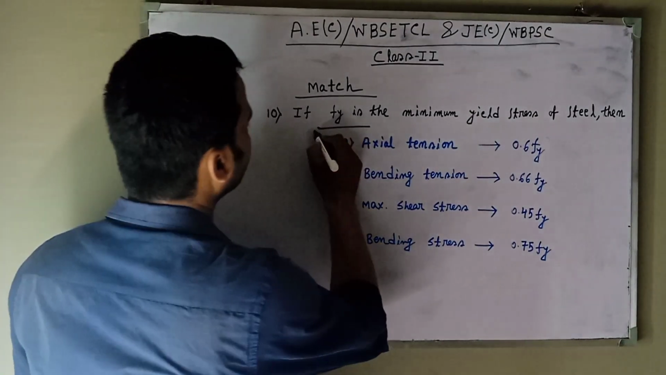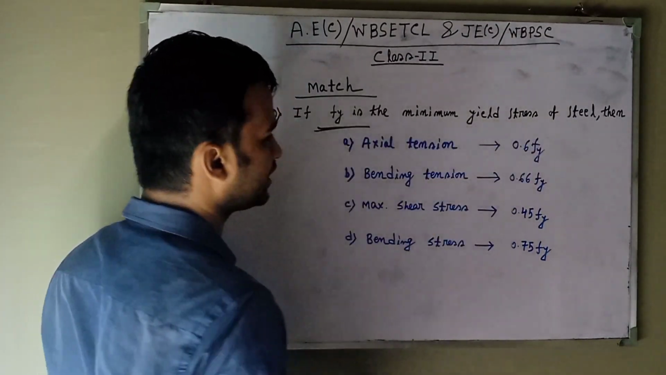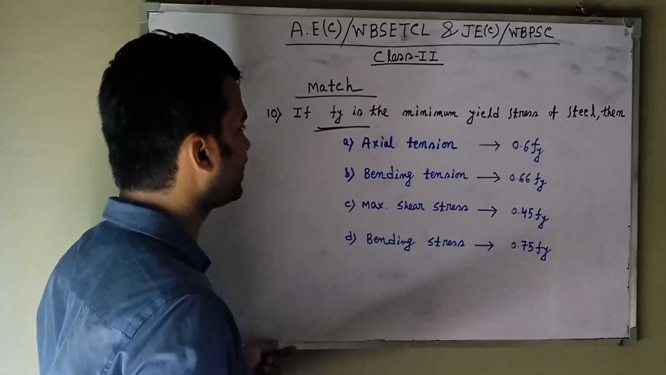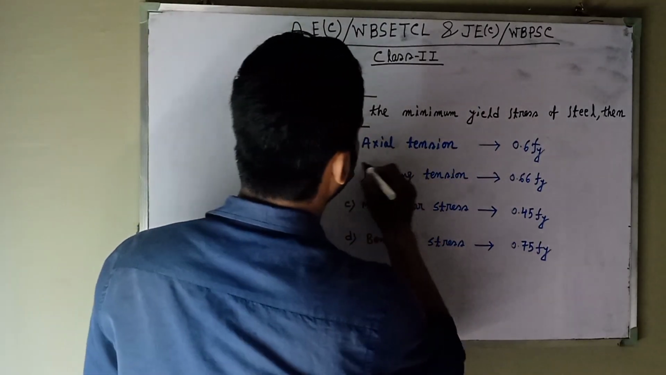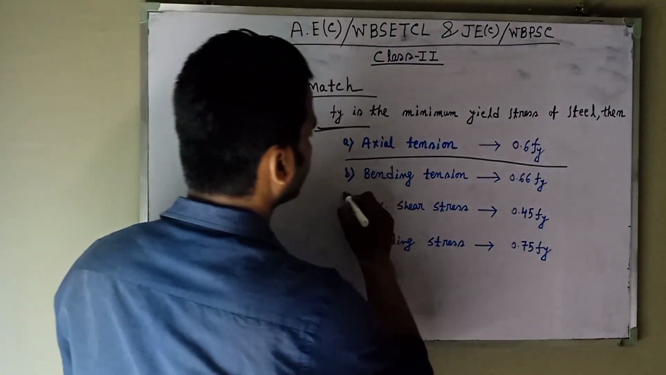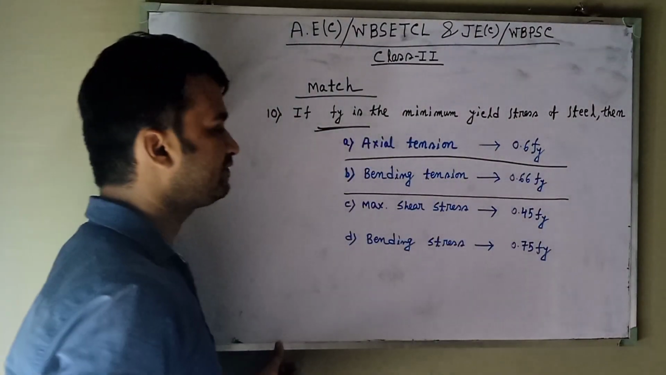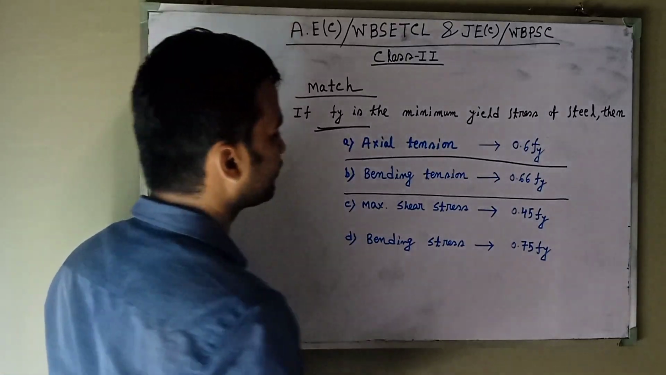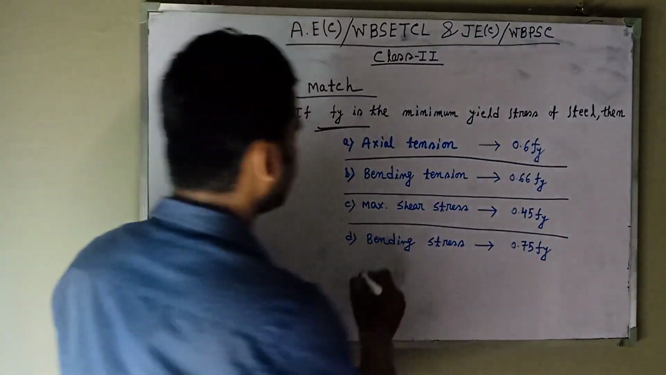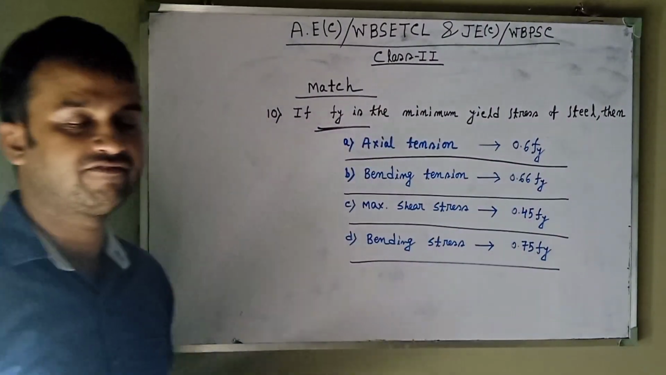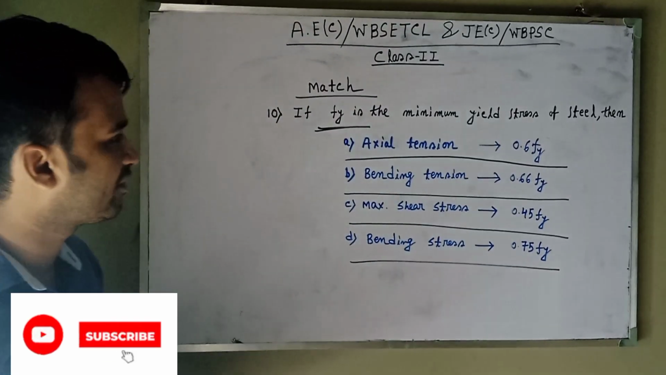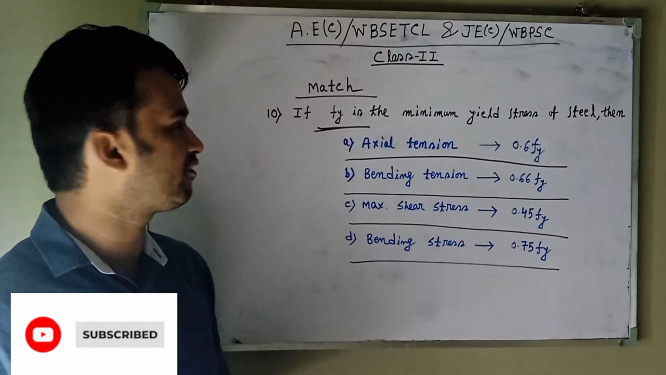If Fy is the minimum yield stress of steel and you are given the value of Fy in your examination, for axial tension you put the formula axial tension equals 0.6 Fy, bending tension equals 0.66 Fy, maximum shear stress equals 0.45 Fy, and bending stress equals 0.75 Fy. So this is a very important statement, and you have to memorize this formula, and I hope there will be a minimum of one question from this statement.